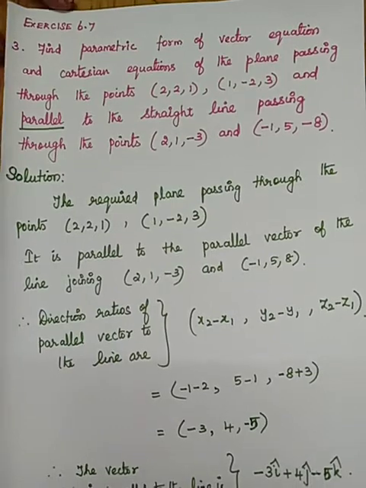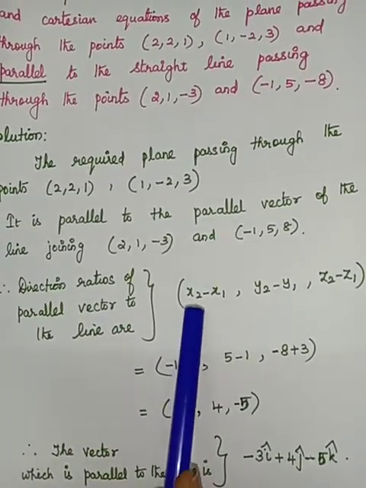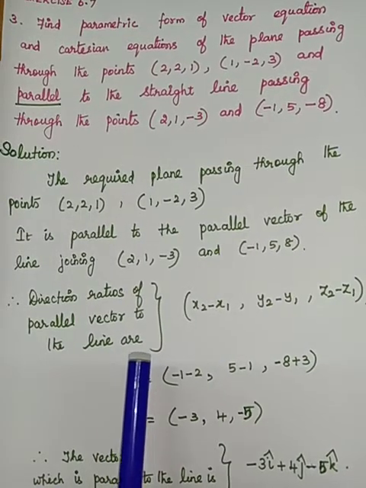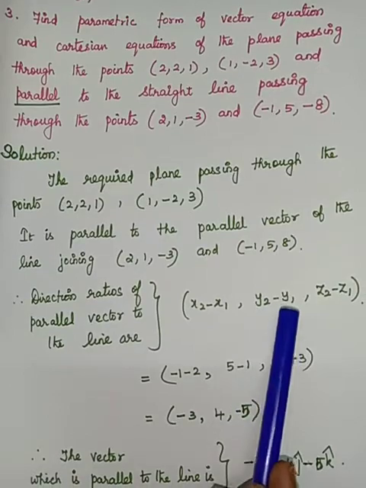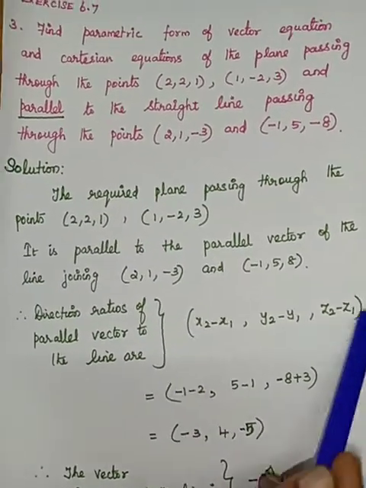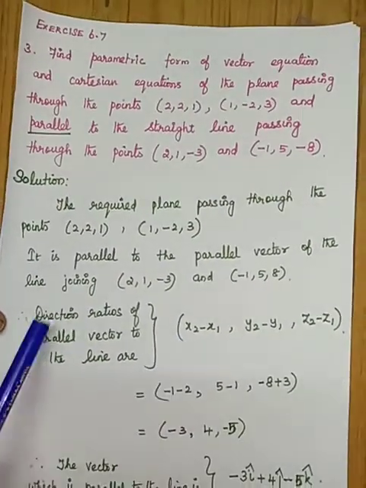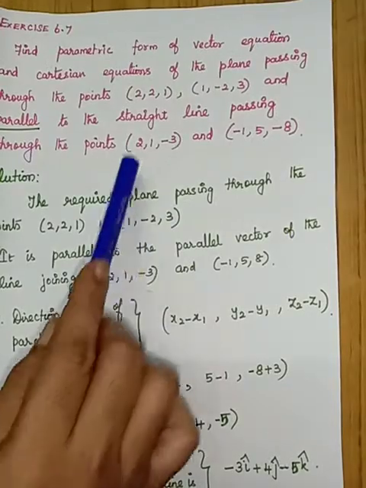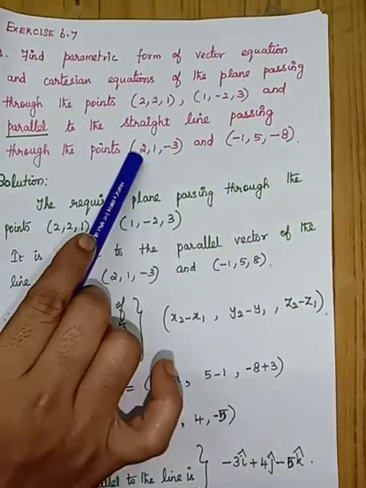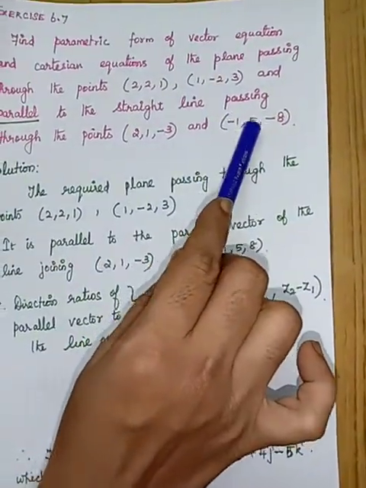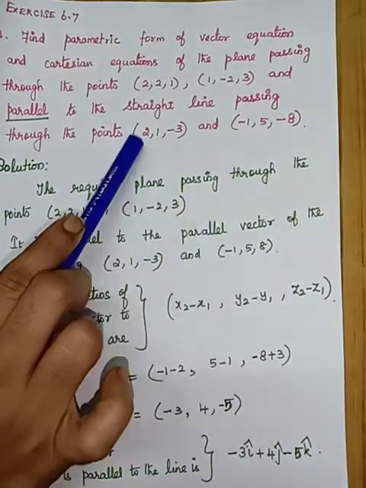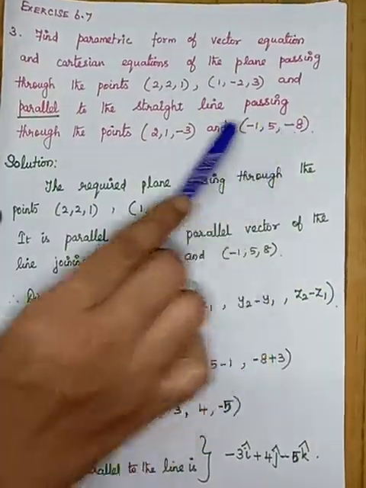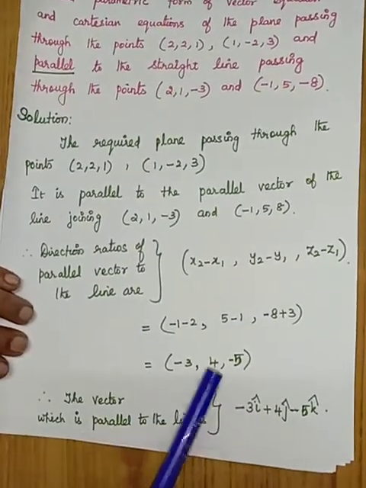To write the direction ratios of the vector parallel to the straight line, we use this formula: either x1 minus x2, y1 minus y2, z1 minus z2, or x2 minus x1, y2 minus y1, z2 minus z1. Here I am taking the passing points of the straight line, with this as x1, y1, z1 and this as x2, y2, z2. When you substitute, minus 1 minus 2, y2 minus y1 is 5 minus 1, and z2 minus z1 is minus 8 plus 3. So here you will have minus 3, 4 and minus 5.